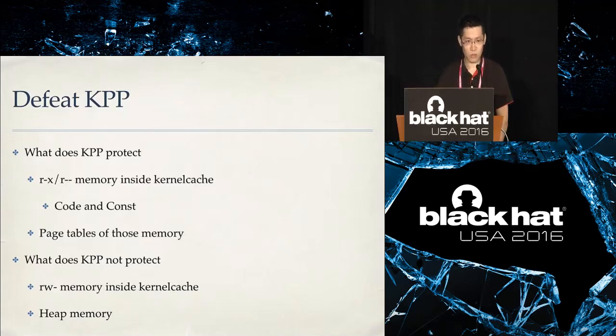We also want to know what KPP does not protect. That means for these memories, we could modify them without triggering KPP. Actually, the RW memory, read and write memory inside the kernel, is not protected by KPP. Also, all the kernel heap memory you allocate later is not protected by KPP.